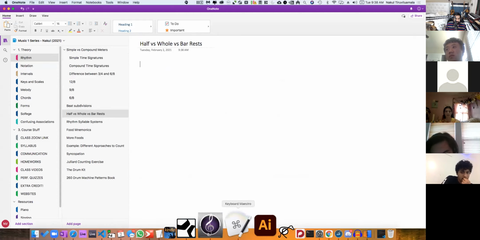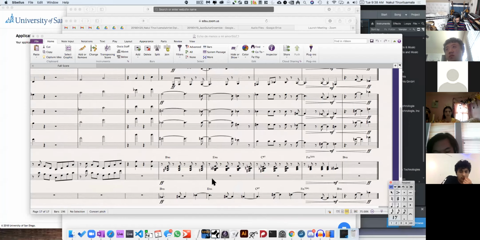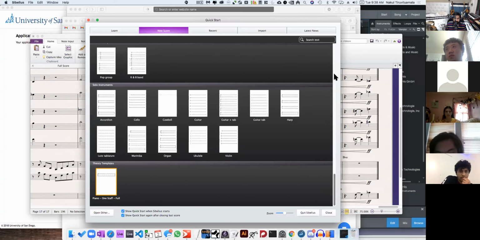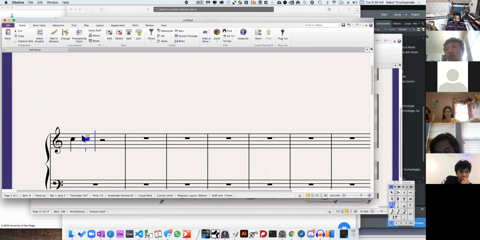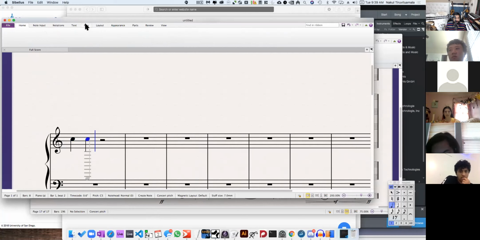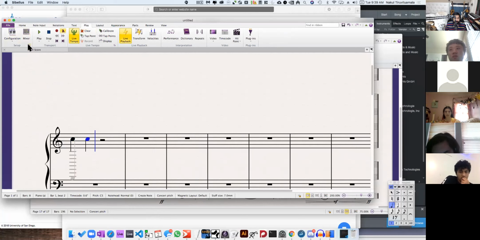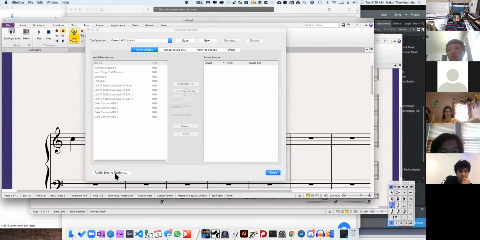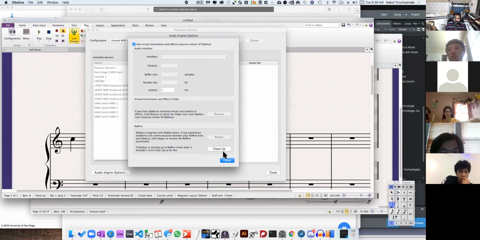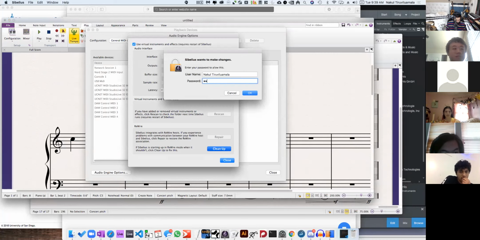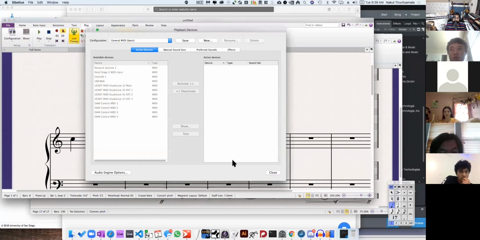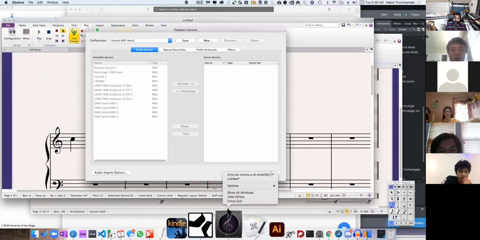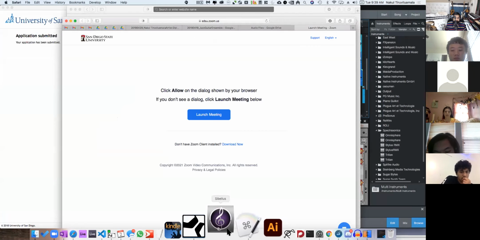So I'll open Sibelius. Hopefully sound will emanate. Create a new one. Probably can't hear that. Let me change my settings. I can't hear this either. Play setup. Okay, I've got it. Gotta restart the software. It's a little bit tedious.